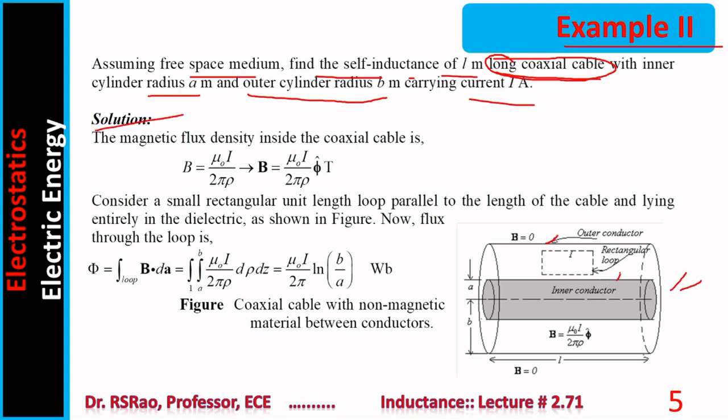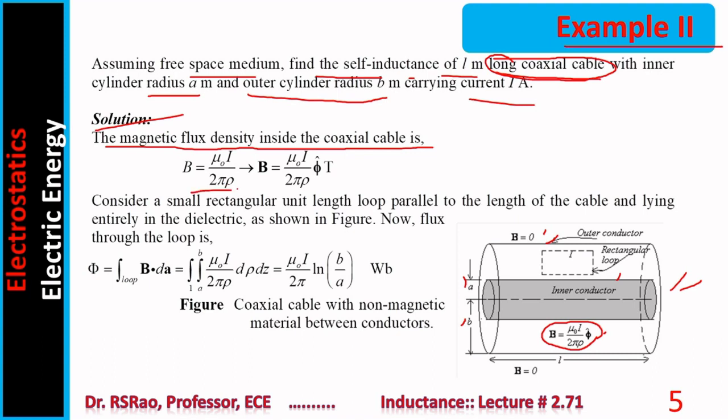Solution. The actual structure of the given configuration is sketched here: outer conductor, inner conductor, radius of inner conductor a, radius of outer conductor b. The flux density in between inner conductor and outer conductor is mu naught I by 2 pi rho phi cap. Outside the outer conductor it is 0. With this understanding, the magnetic flux density inside the coaxial cable is B equal to mu naught I by 2 pi rho.